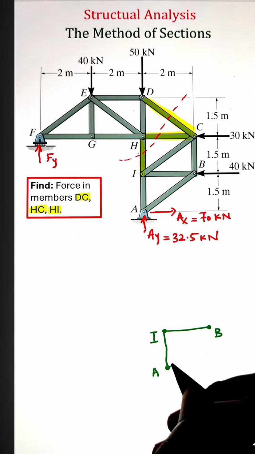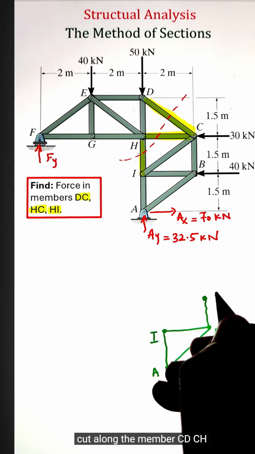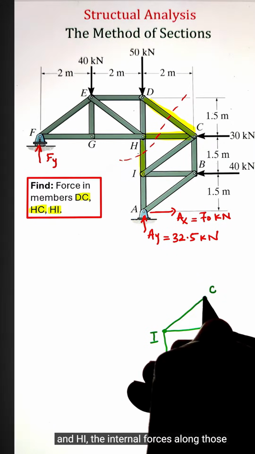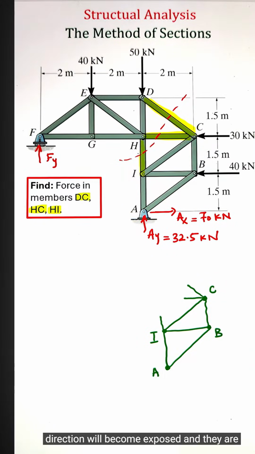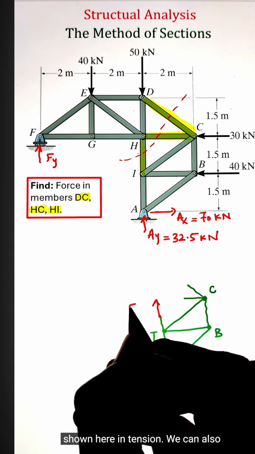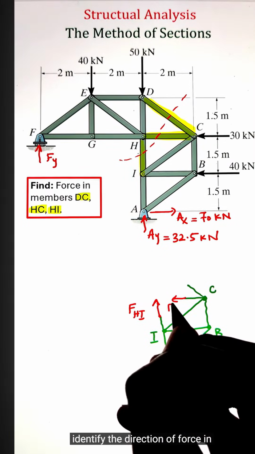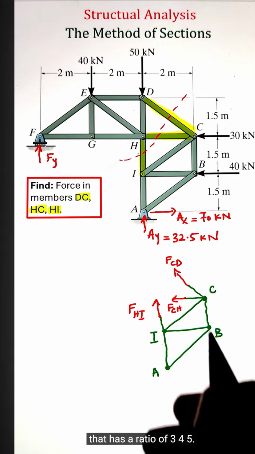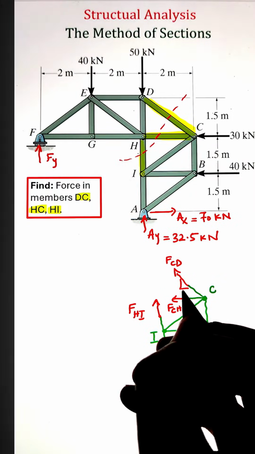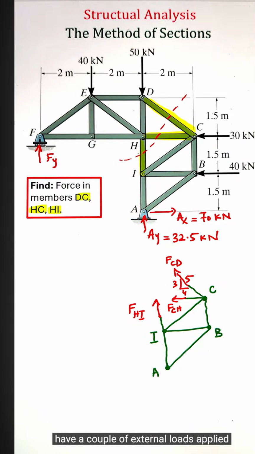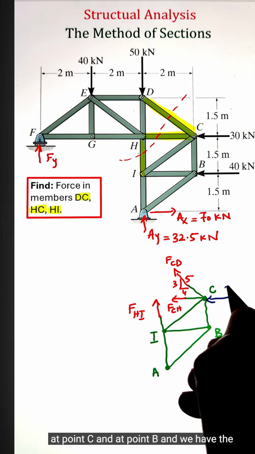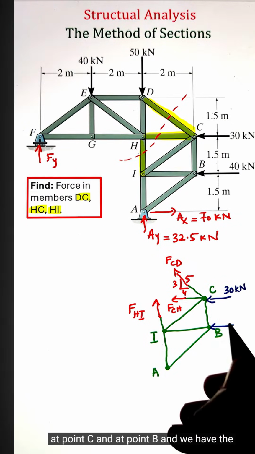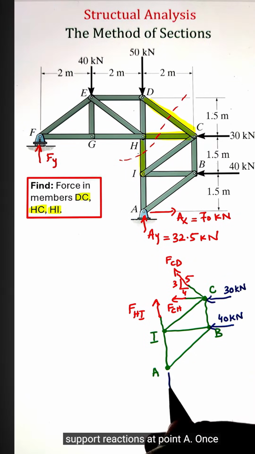Since we have made a cut along the members CD, CH, and HI, the internal forces along those directions will become exposed, and they are shown here in tension. We can also identify the direction of force in member CD from the right angle triangle that has a ratio of 3:4:5. Other than the internal forces, we have a couple of external loads applied at point C and at point B, and we have the support reactions at point A.